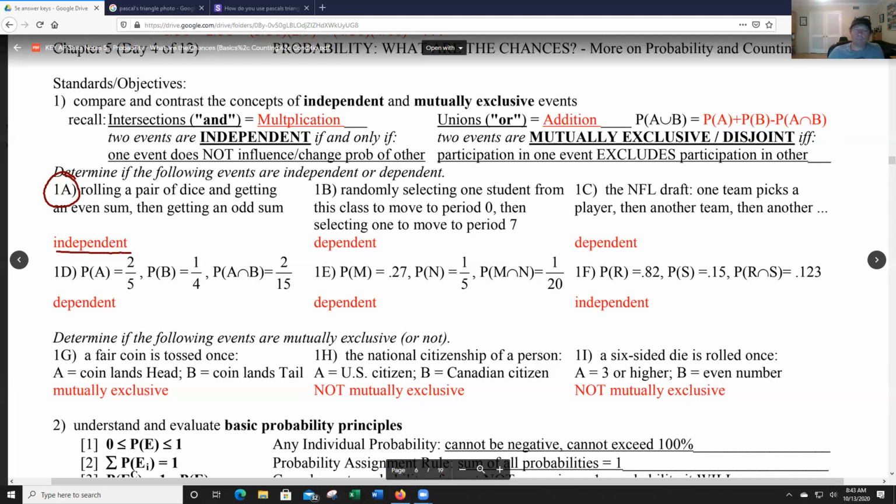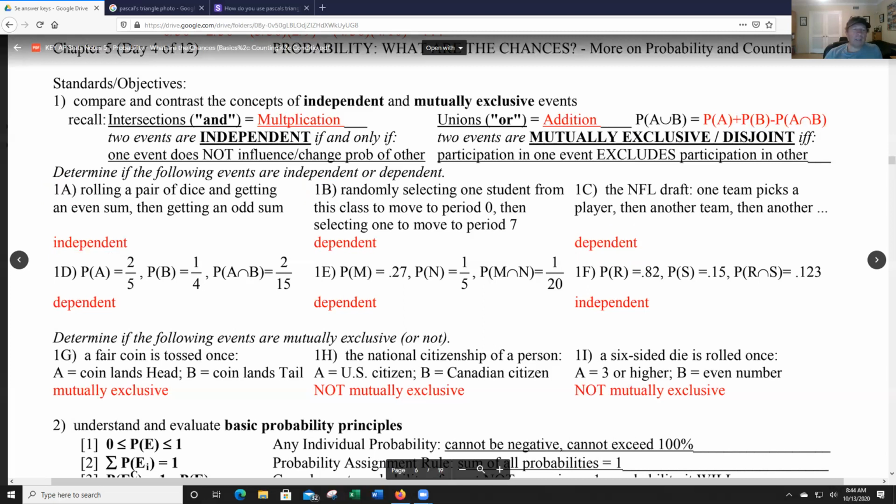That's independent. For 1B, randomly selecting one student from this class to move to period 0, then selecting one to move to 7. Well, you can't select the same student twice. So when you select one student, that changes the probability of the next student being selected. So that is a dependent situation. The NFL draft, of course, is a major dependent situation where if I take a quarterback with pick 1, you clearly can't take that same player. So that, again, is a dependent situation.